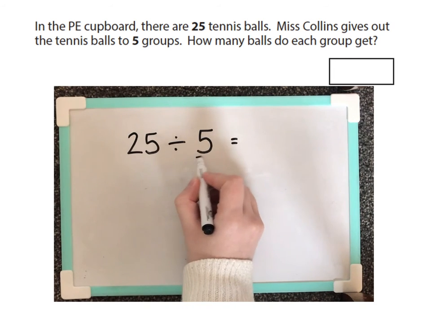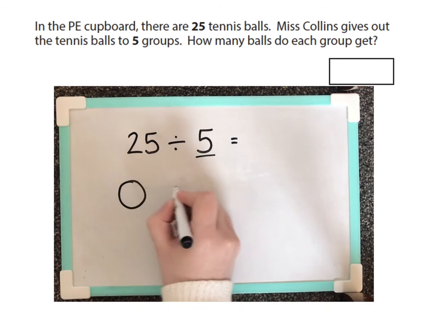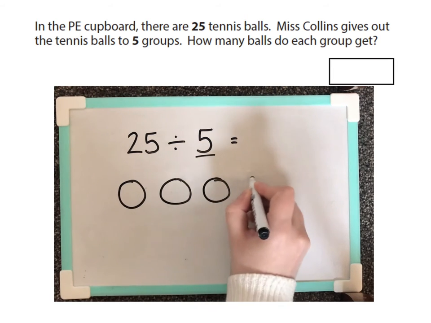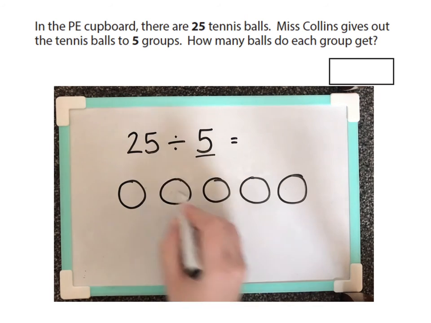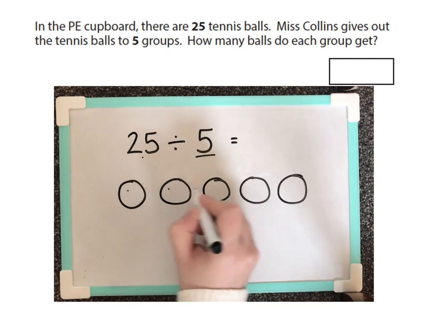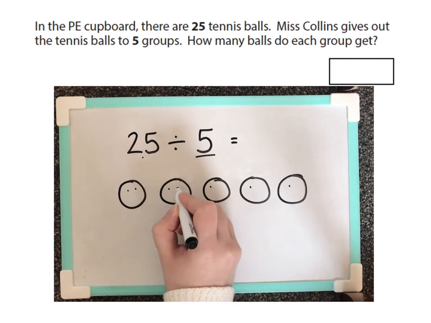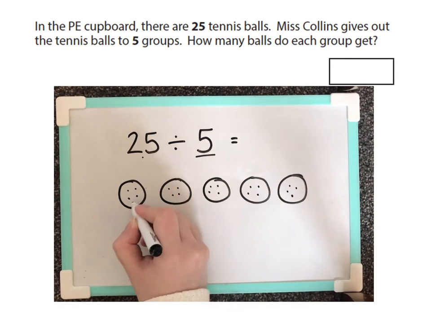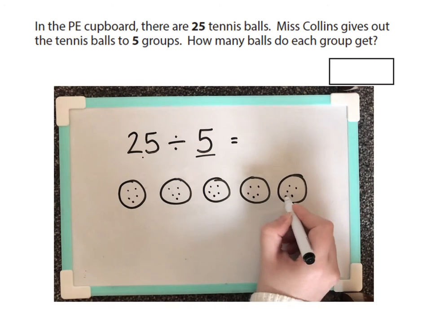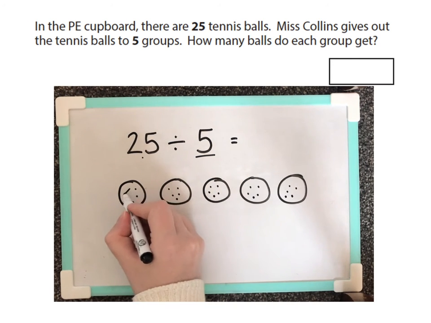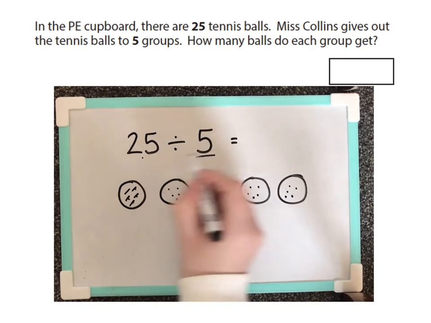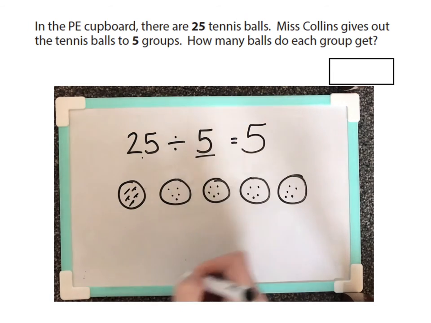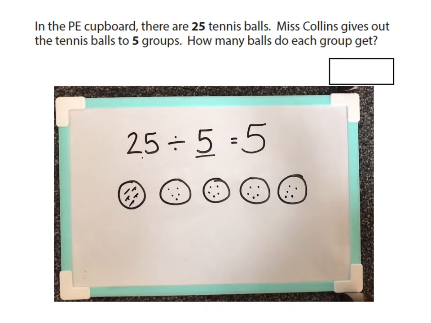25 divided by 5. So I need to draw 5 circles, and I need to share 25 into them equally. 1, 2, 3, 4, 5, 6, 7, 8, 9, 10, 11, 12, 13, 14, 15, 16, 17, 18, 19, 20, 21, 22, 23, 24, and 25. Now I count how many dots are in just one circle. I've got 5 there. So my answer to 25 divided by 5 equals 5.